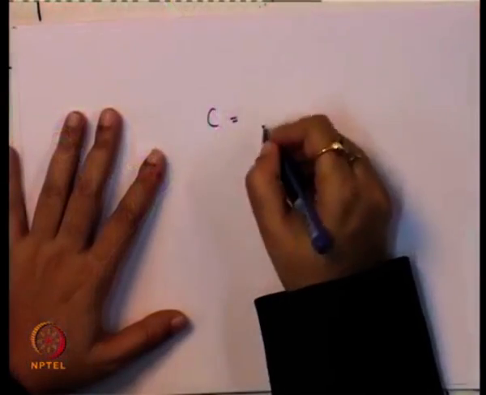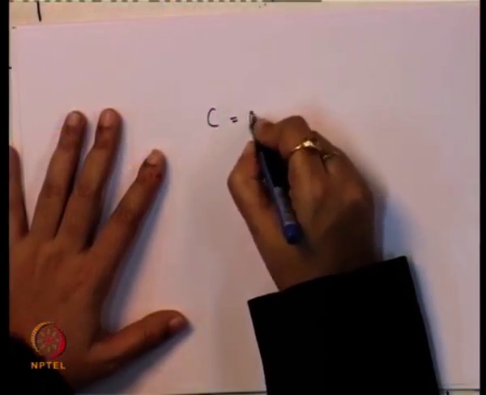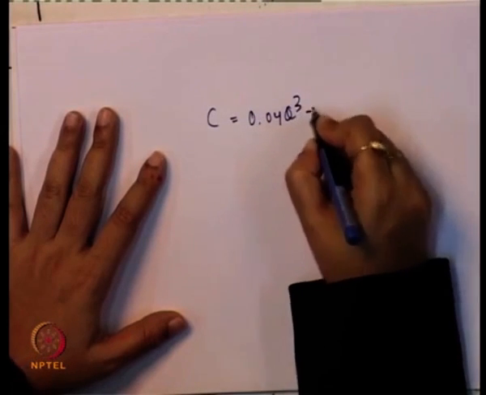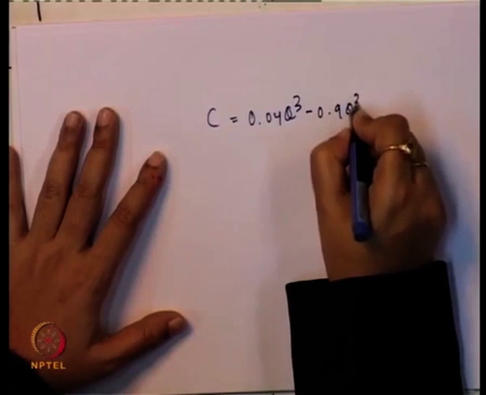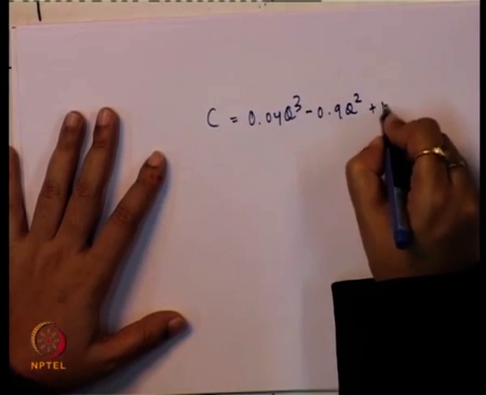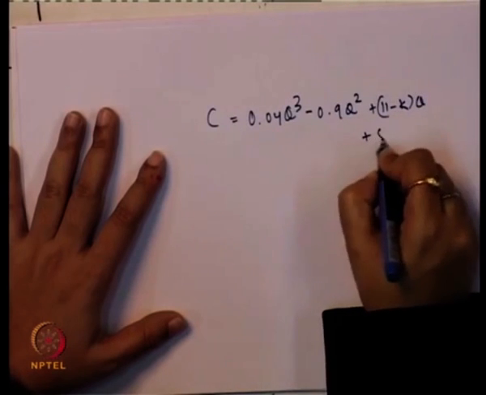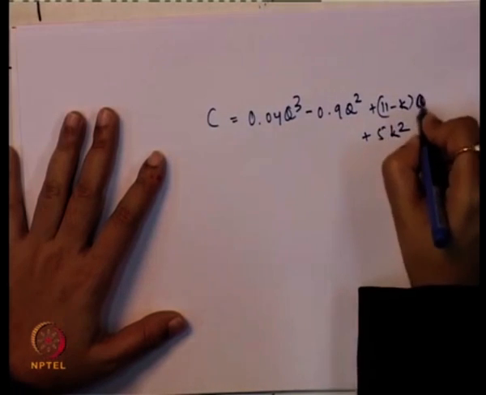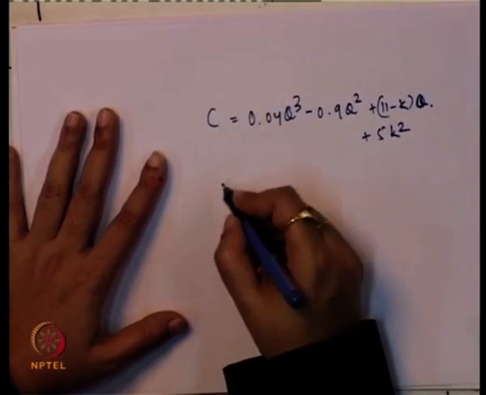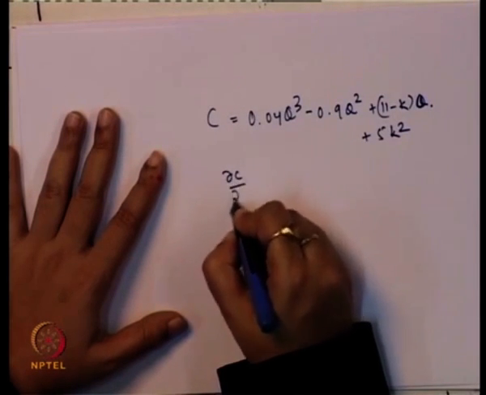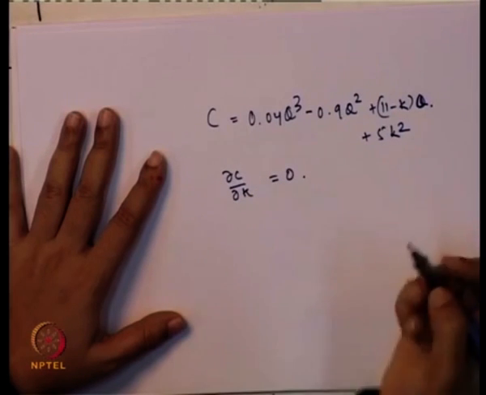So, let us take a cost function, that is C = 0.04q^3 - 0.9q^2 + (11 - k)q + 5k^2. Now, what is the first order condition? The first order condition is dC/dk has to be equal to 0.